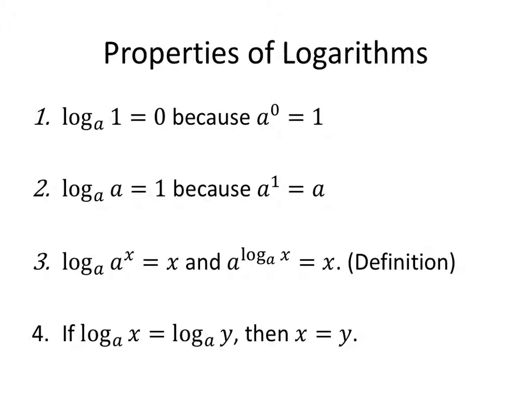We have a one-to-one property of logarithms that says if log base a of x equals log base a of y, then x must equal y. There's another one, very similar, that says if b to the x equals b to the y, then x must equal y also. This is a one-to-one property of exponents. We'll be using that in the next section.